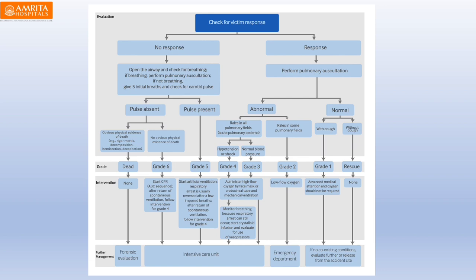So that is in a nutshell regarding drowning management. Depending upon the victim's response, you divide into no response and response categories, and with pulse and without pulse. And to this side, depending upon the pulmonary auscultation, abnormal and normal, you have divided. So basically with this grading system, you can easily remember the management of drowning. I hope it is clear.